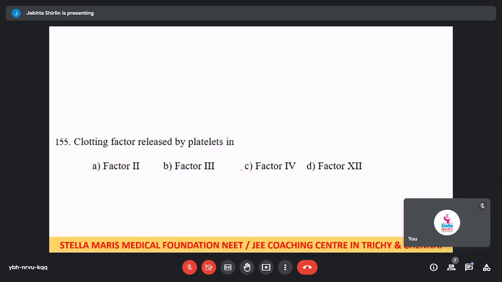Okay, next question. Clotting factor released by platelets. What is that factor? It is such a simple, direct question. You know, platelets are associated with clotting, and there are certain factors that are involved in the process of blood coagulation. Answers, please. Factor 2, factor 3, factor 4, factor 12.